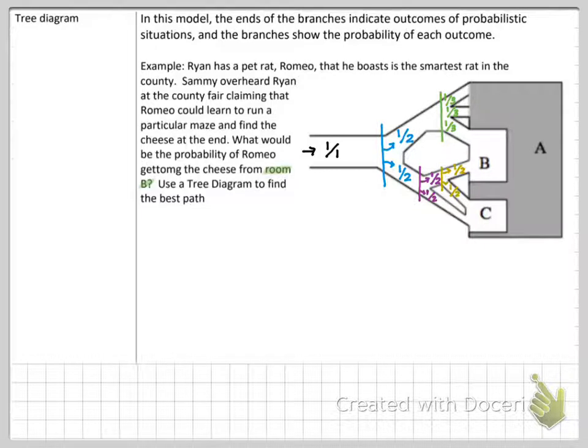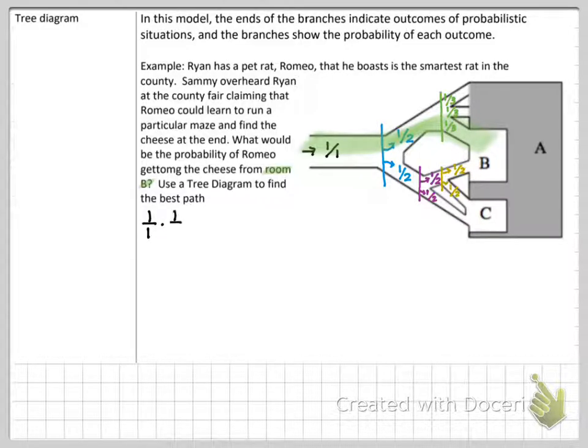So now I'm trying to get to room B. So I'm going to highlight my paths here. I could start here. I could go up and then down to get to room B. Okay, so I think that's one possibility. So that gives me, you guys know, as we go down the tree, we want to multiply. So I've got 1/1, because that was the only path I could take.